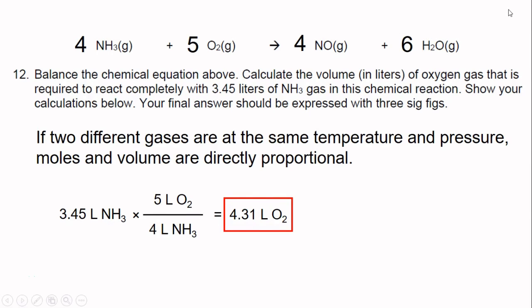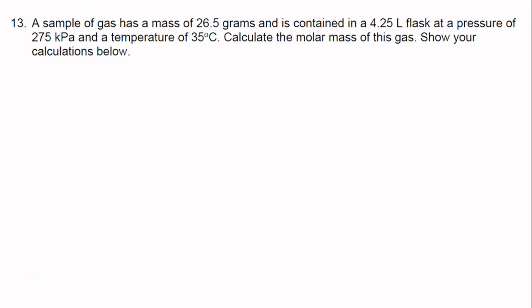All right, moving on to number 13. A sample of gas has a mass of 26.5 grams, but we don't know what its formula is. We have a volume, 4.25 liters. We have a pressure, 275 kilopascals, and we have a temperature, 35 degrees Celsius. If we have a volume, pressure, and temperature, let's calculate the number of moles using the ideal gas law. n equals PV over RT.